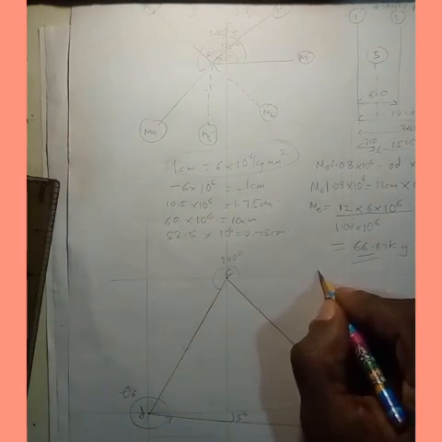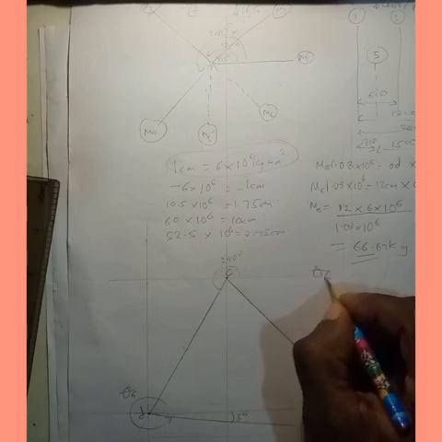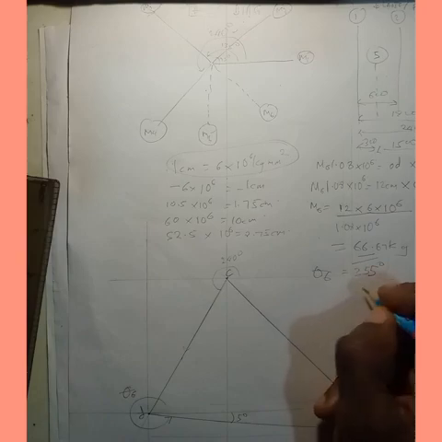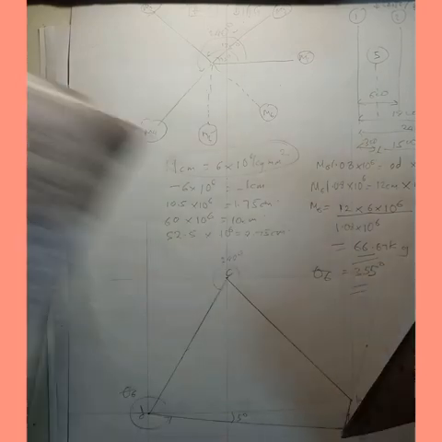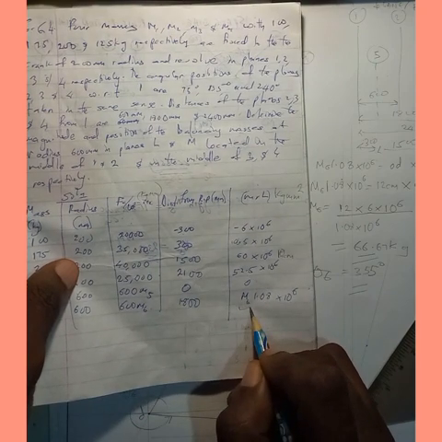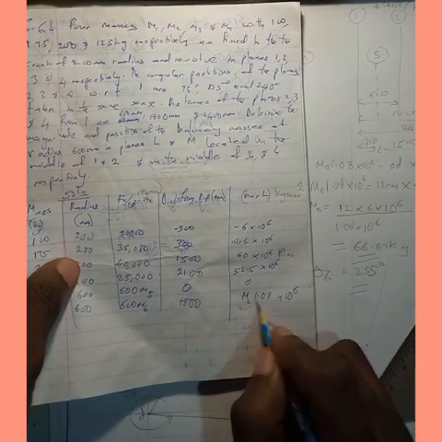So that means your theta 6 is 355 degrees. So with this, we've been able to get the mass of 6. We've also known the direction of 6.